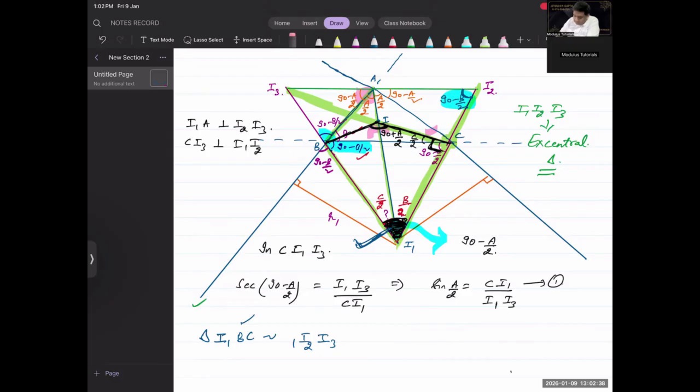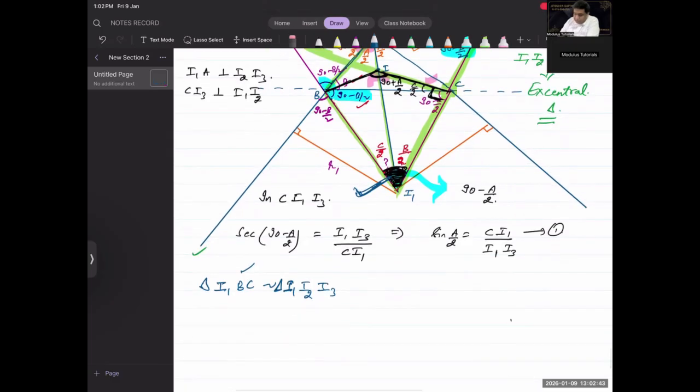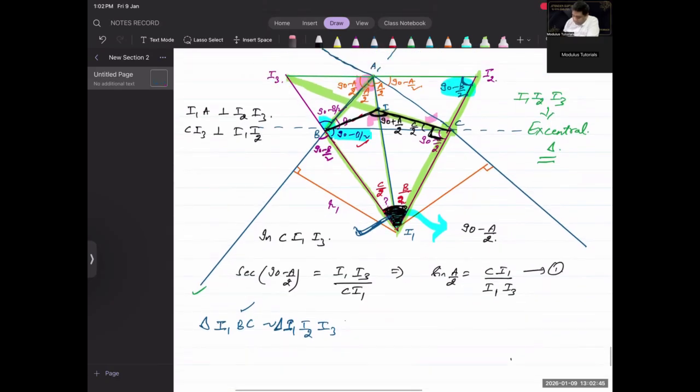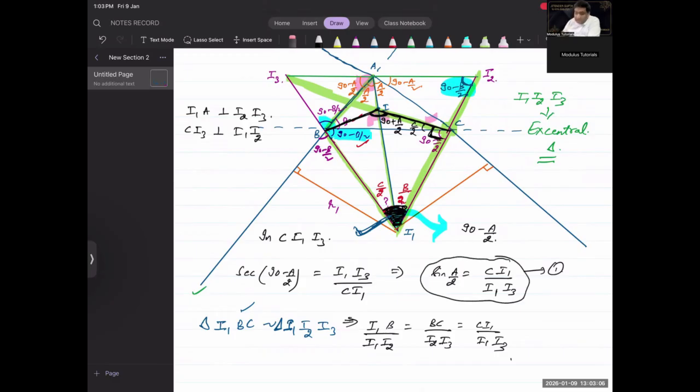So this is triangle I1, I2, I3. Got it? If you put the similarity condition, I just want the diagram to be on the screen for you. So I1B upon I1I2, this is BC upon I2I3, and CI1 upon I1I3. Got it? Now see, CI1 upon I1I3 is already known to me as sine A by 2.